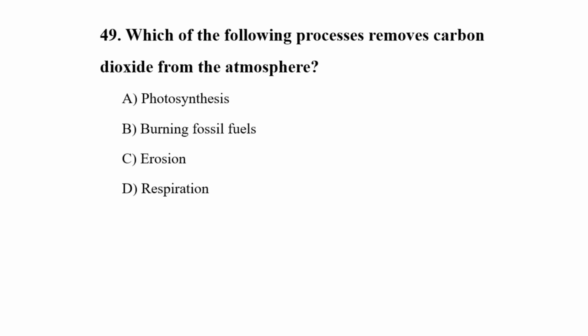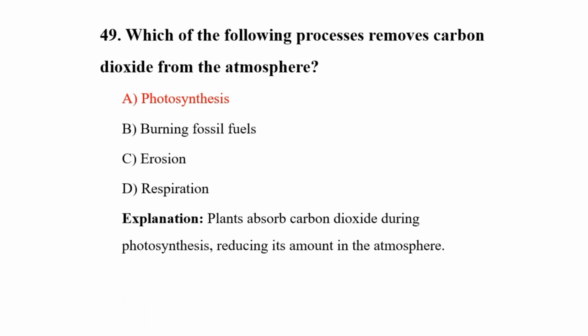Question number 49. Which of the following processes removes carbon dioxide from the atmosphere? A. Photosynthesis. B. Burning fossil fuels. C. Erosion. D. Respiration. The answer will be photosynthesis, because plants absorb carbon dioxide during photosynthesis, reducing its amount in the atmosphere.